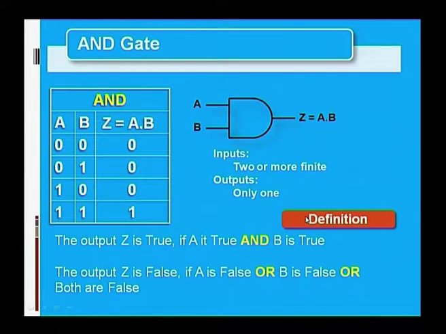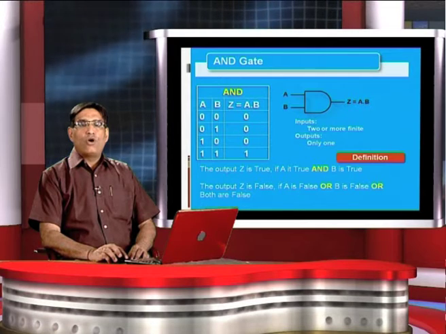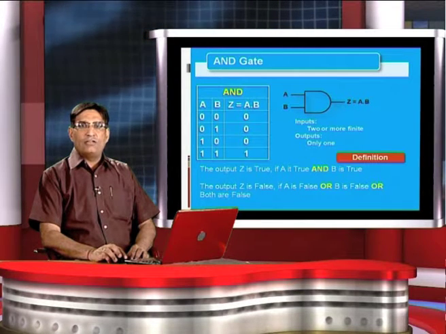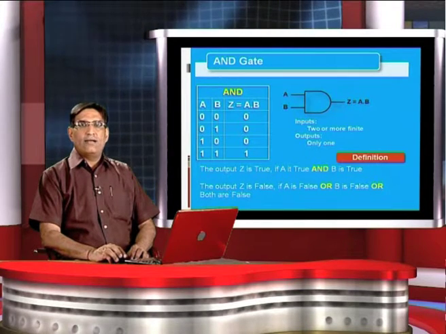Then we say there are 2 definitions of AND gate. The first is the output Z is true if A is true and B is true. That means the inputs A and B both must be true for output Z to be true. The second definition says the output Z is false if A is false or B is false or both are false. That means an AND gate follows all the rules of AND logic that we have studied earlier.